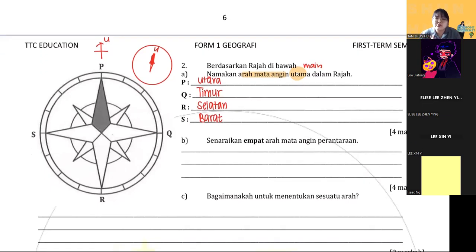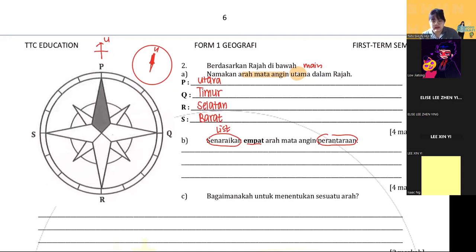Now, how about the next one? Next one, they say what? Senaraikan. What is senaraikan? List. They ask you to list empat mata angin perantaraan, the four intermediate directions. Perantaraan is what? In between. Now, do you need to follow the sequence? No. They didn't say you must follow the sequence because they only ask you to list them.